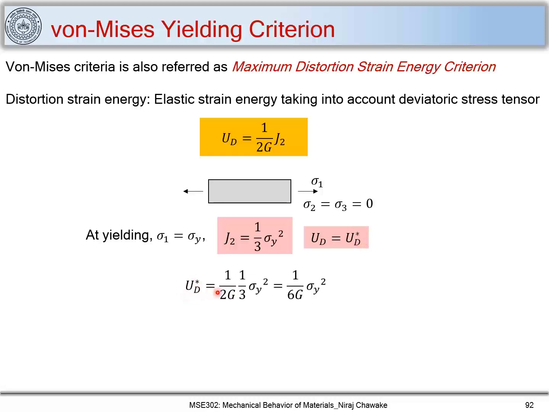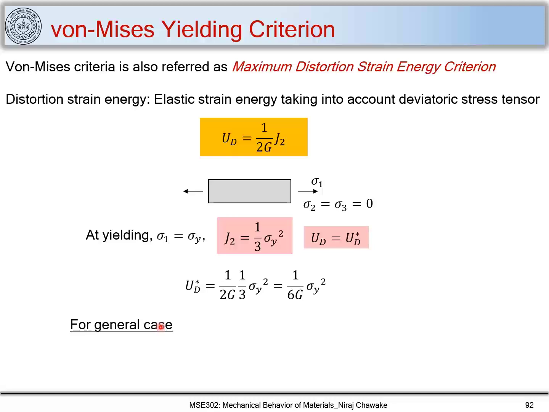So this UD star I can write as 1 upon 2G. I use this relation and put in the value at yielding. It comes out to be 1 upon 3 sigma y square, and so UD star is equal to 1 upon 6G sigma y square. So we get this relation.